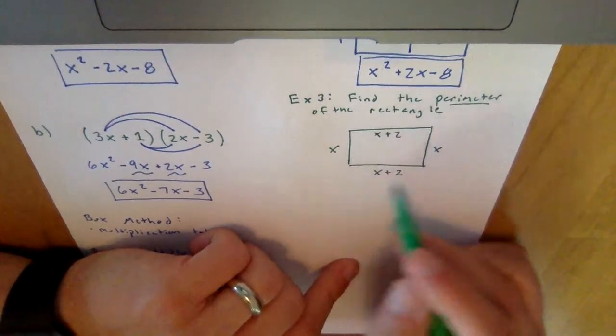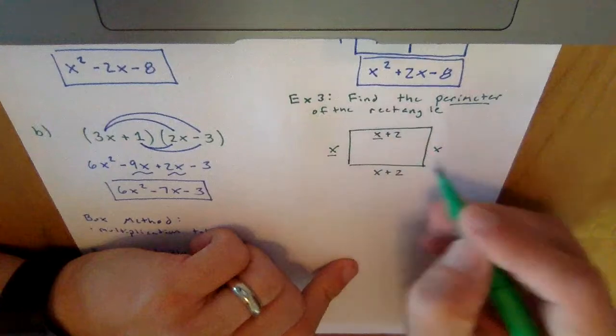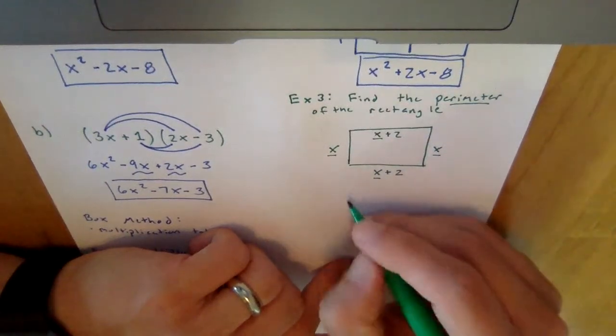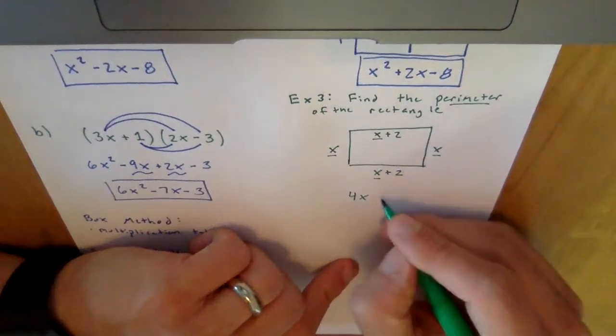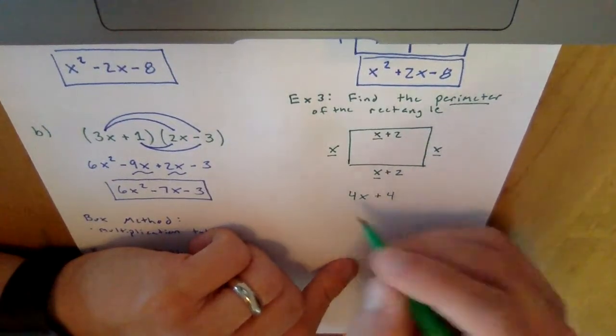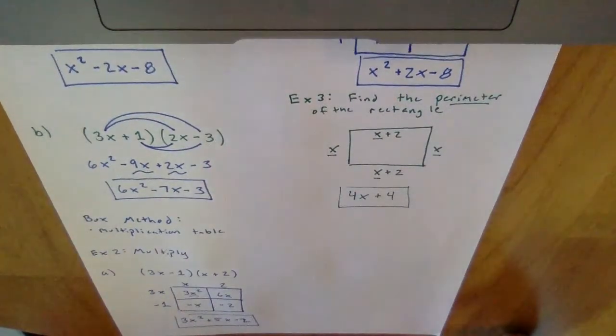And now I'm just going to add these all up from kind of like last lesson using like terms. So x, x, x, and x, that's 4 x's because I'm adding them. And then 2 and 2, which would just give me a positive 4. And we can leave our perimeter like that.